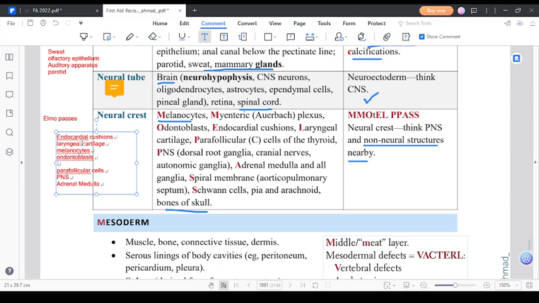So remember from the CVS unit, it is basically a tie in the CVS unit. It goes something like that. Suppose that this is a developing heart.